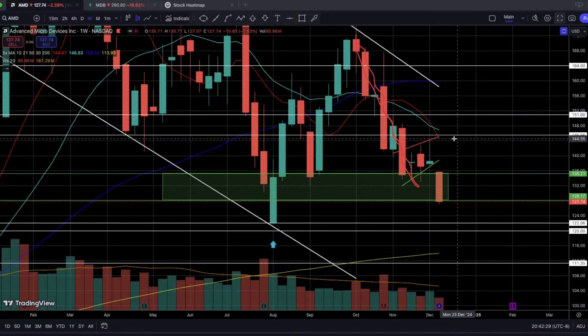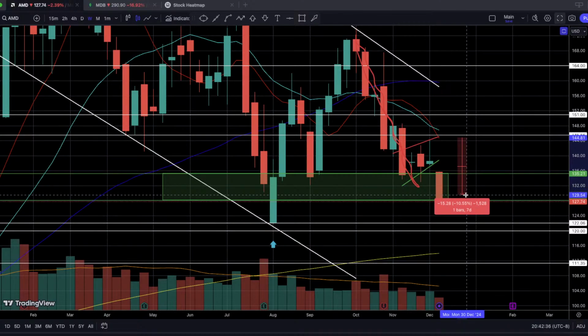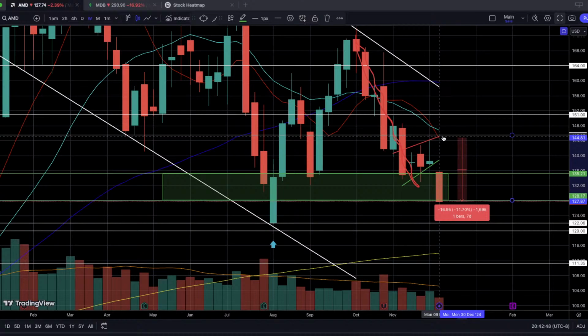So today, if you just look at it from a percentage standpoint, the weekly 10 SMA closed at 144.67, and if you retrace it down to today's closing price, we are nearly 12% difference from the closing price of the weekly 10 SMA to the actual closing price of today.